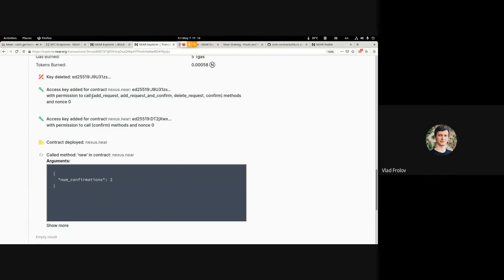So you cannot submit a transfer transaction anymore because you don't have a full access key. You can only do add request or add request and confirm to submit a request, and then 2FA, as a second factor, will submit another transaction to confirm the execution using this. The wallet helper will use this key to confirm your requests once you provide the correct SMS code. Hope that makes sense.